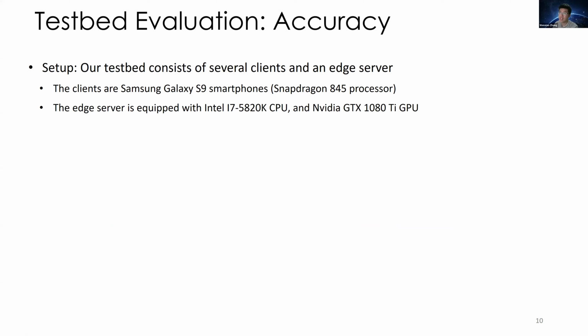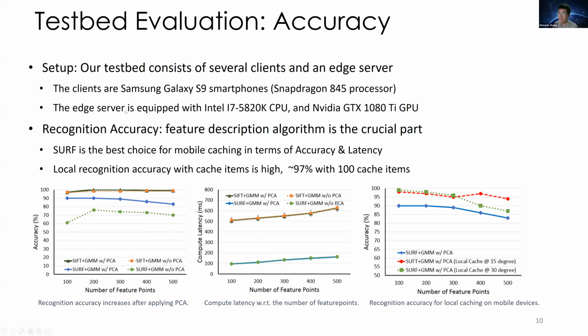Our testbed evaluation shows some accuracy results, which consists of several mobile clients and an edge server. The recognition accuracy is the most crucial part, and we found that SURF is the best choice for mobile caching in terms of accuracy and latency, which can achieve around 97% accuracy with around 100 local cache items in the mobile device. By the way, it's around 100% with 1,000 cache items in the edge.